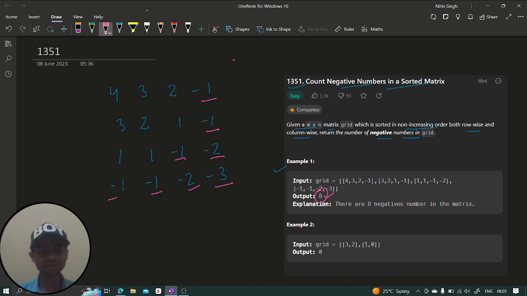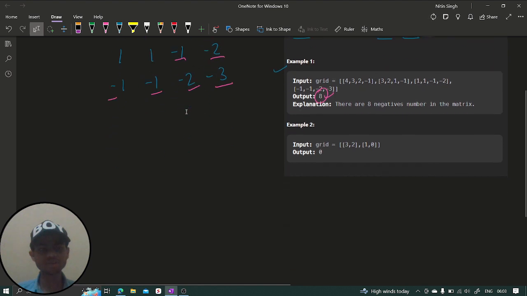It is simple, we are just given one matrix. We have to find the total number of negative numbers in that matrix. And the condition, or scenario, is also given that it is sorted row and column wise in non-increasing order, right? So now let's see how we can find these negative numbers in an easy or efficient way. So let's move to the logic part and see how we can solve this problem.